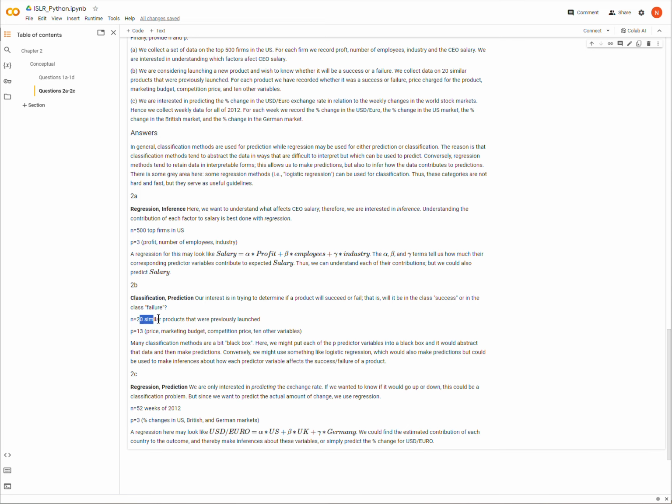So our N is 20 similar products that were previously launched, and then our number of predictor variables is 13. We have price, marketing budget, competition price, as well as 10 other variables. Okay, so again, we'd use a classification method here. And so this might be something like a neural network. But again, we also might use a method such as logistic regression, which is a regression, and we can use it for inference, but it will also classify data as success or failure in this case.